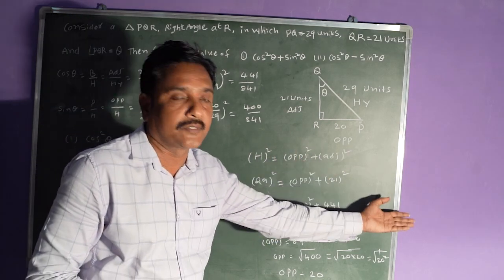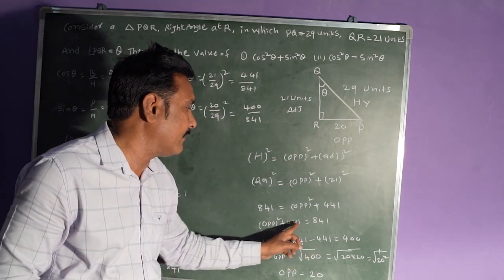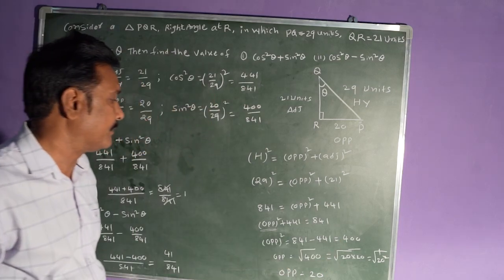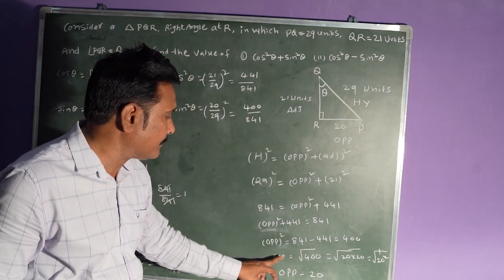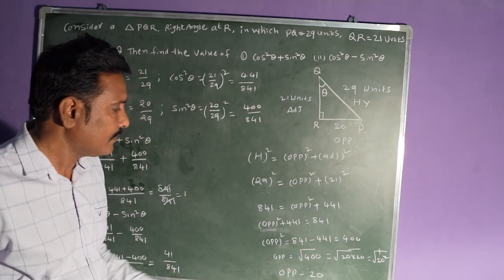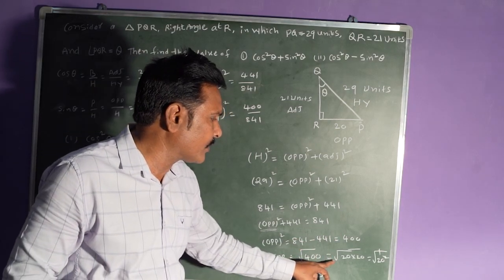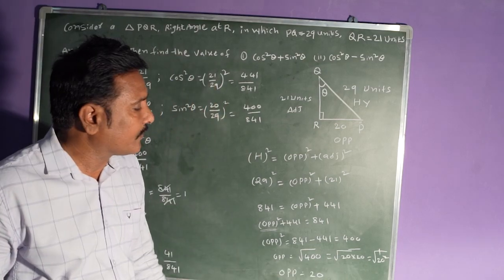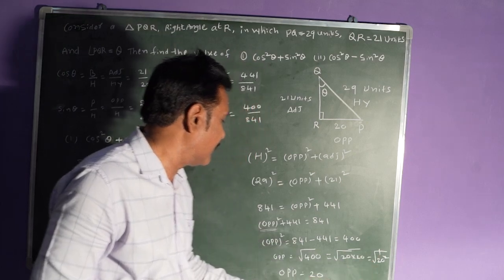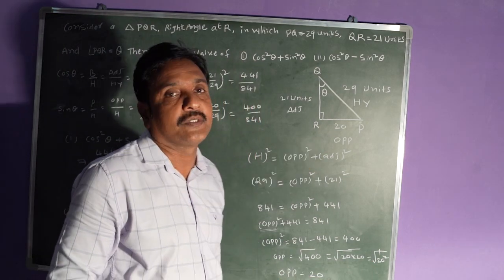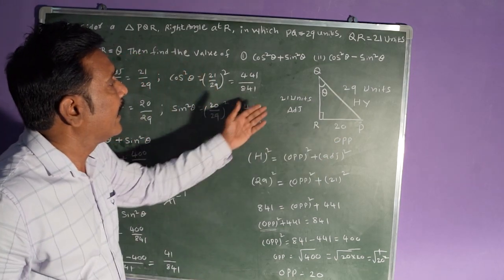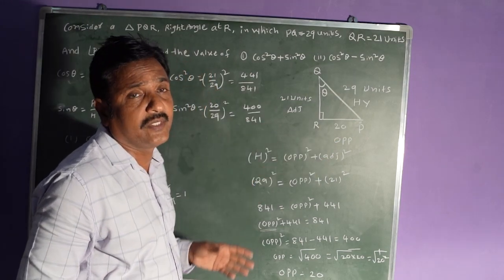The 441 goes to the outside of the equal sign. A plus value goes to a minus value. 841 minus 441 is equal to 400. Opposite square is equal to 400. Then opposite is equal to root 400. What is root 400? Root 400 is equal to root of 20 into 20, which is root of 20 square. The square root cancels 20. Opposite is 20 units. Hypotenuse is 29 units, and adjacent is 21 units.